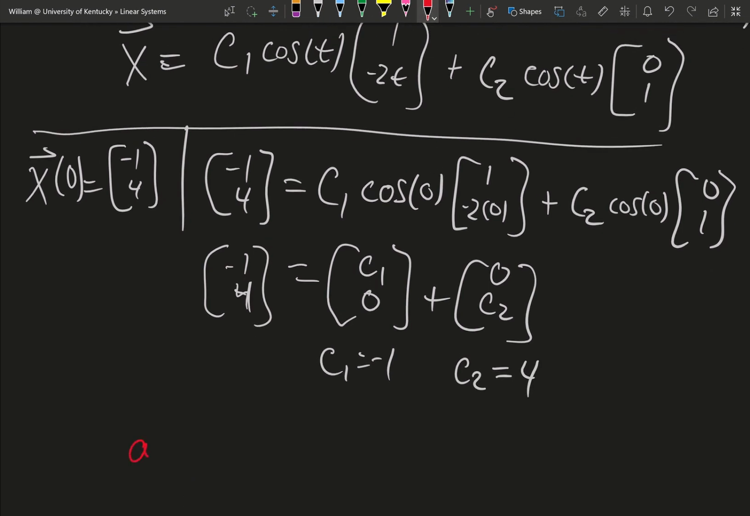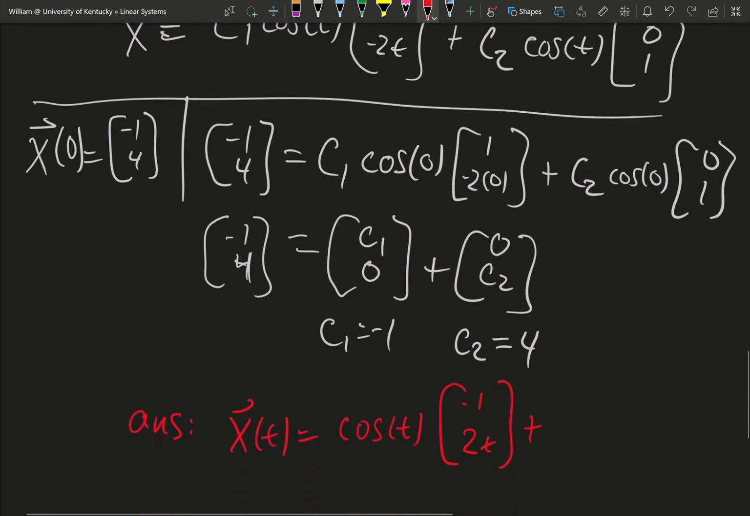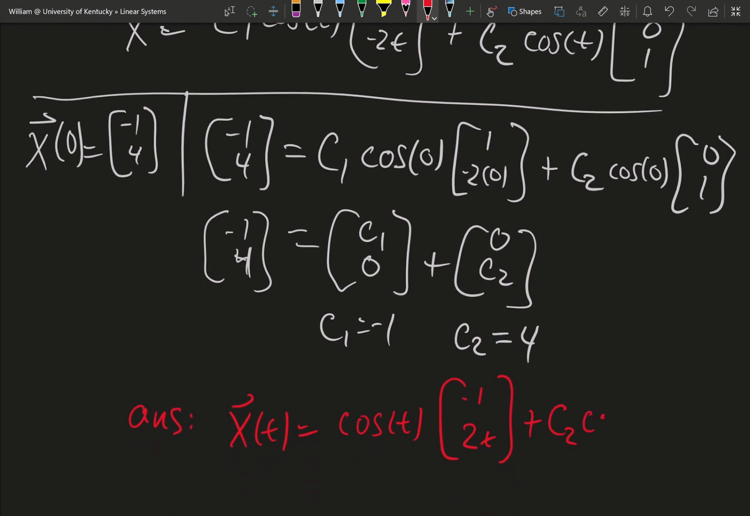And now I can write my final answer. I'll bring the negative inside. So negative 1 times 1 is negative 1, negative 2t times 1 is 2t, and then plus c2 cosine of t, 0, 4.